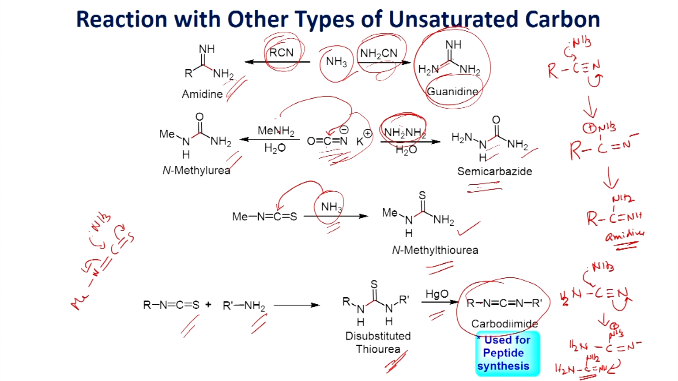For example, if you have carboxylic acid and amine, you can couple them together in the presence of the carbodiimide. This we call a coupling reagent. Then it can take water, and this will be converted into urea. Basically, it is a dehydrating agent.